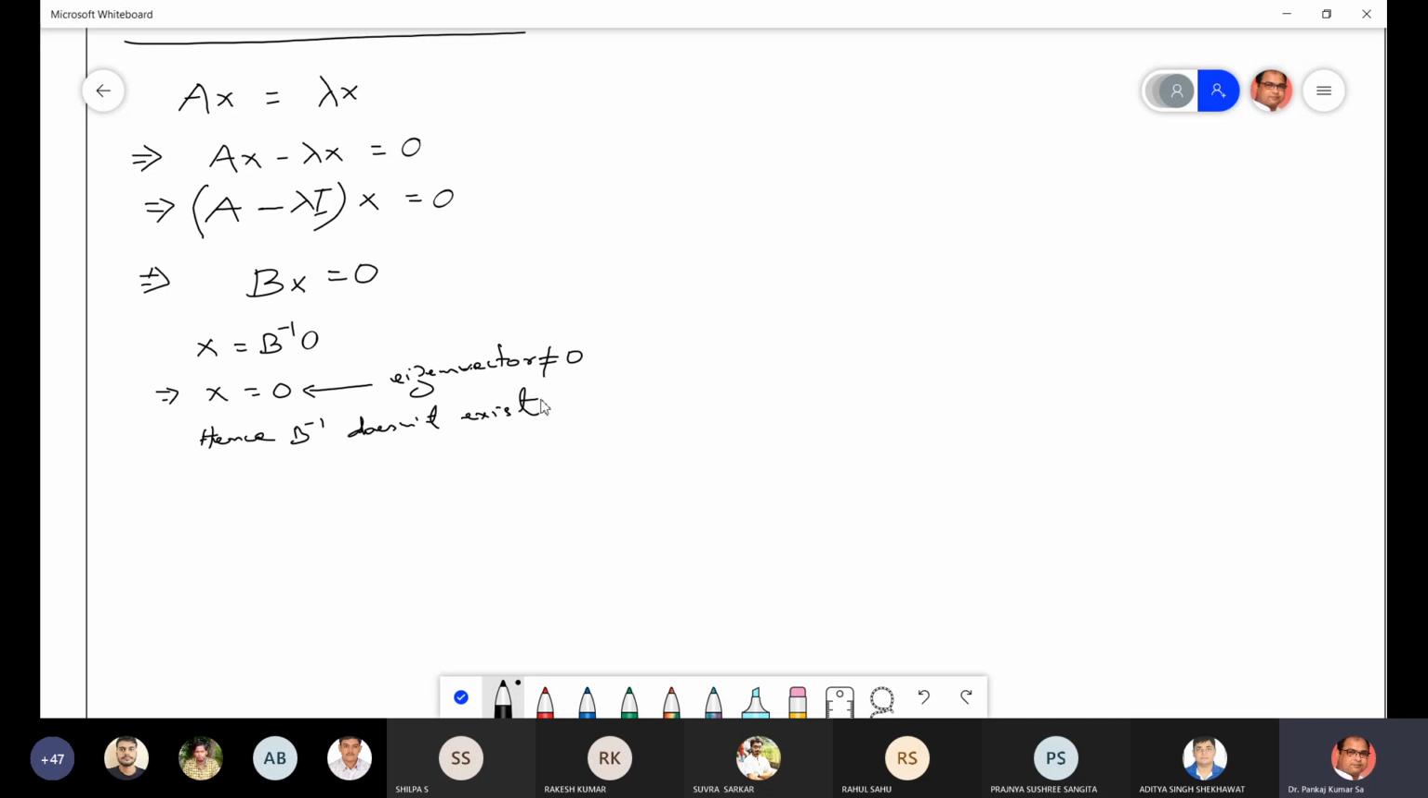If B inverse doesn't exist, what does that mean? The square matrix B doesn't have an inverse. What does it mean? It means that the determinant of B is equal to 0, or in other words, the determinant of A minus lambda I is equal to 0.